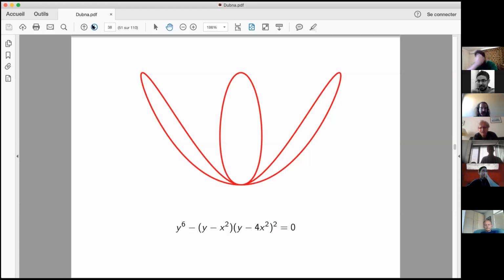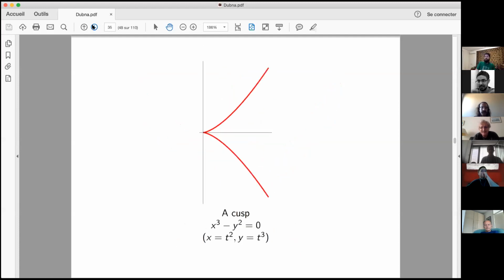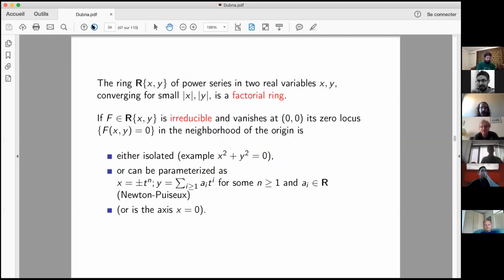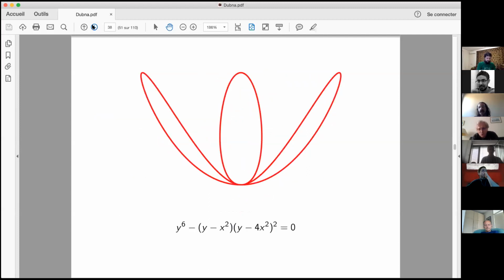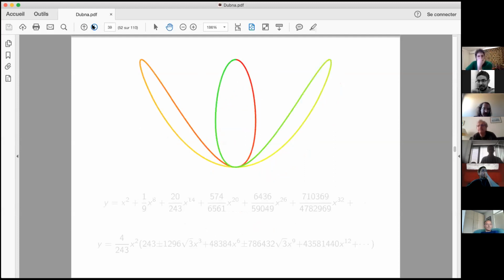And if you look at the picture in the neighborhood of the origin, you can try to parameterize it. As I said before, you can try to parameterize it using this Newton-Puiseux series. Well, you can try to do it. It's not easy to do it by hand. So I do it using a computer, and here's the answer.